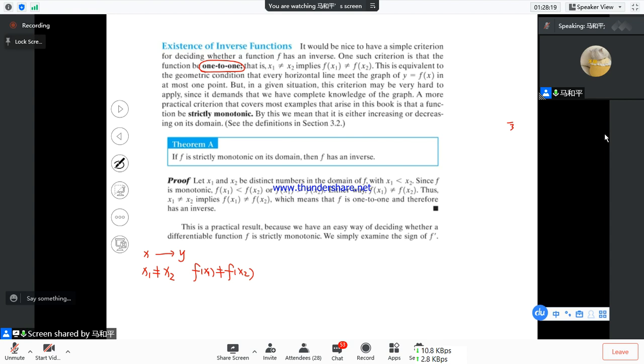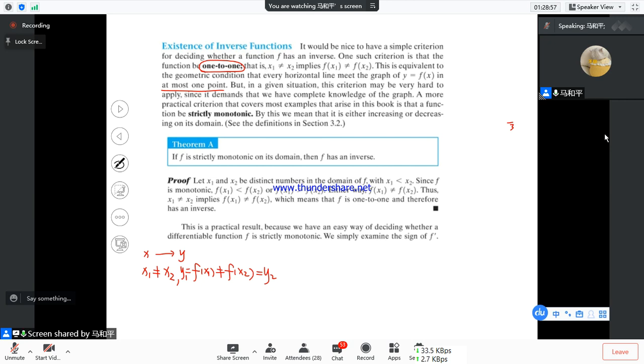Or x1 is not equal to x2; we write this is y1, this is y2, which means y1 is not equal to y2. This is equivalent to the geometric condition that every horizontal line meets the graph of y = f(x) in at most 1 point. But in a given situation, this criterion may be very hard to apply, since it demands that we have complete knowledge of the graph.